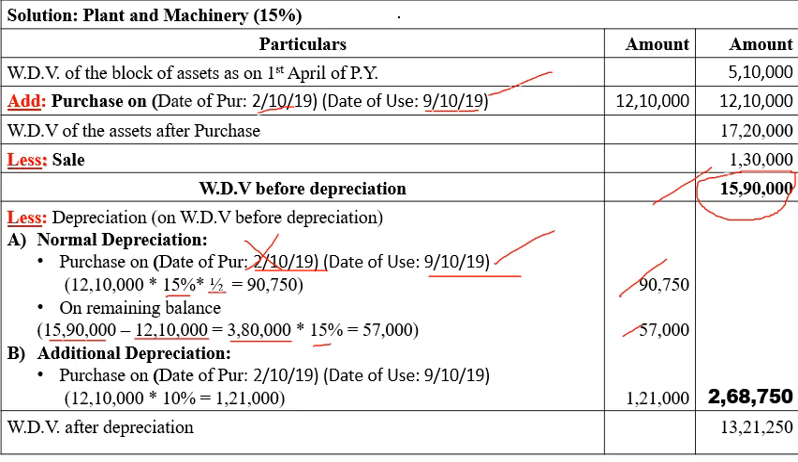Next, additional depreciation on newly purchased assets. If it was used 180 days or more than 180 days, then 20% rate of additional depreciation. If it was used less than 180 days, then 10% rate of depreciation. Again, date of use only to be considered, that is used from 9th October. So used less than 180 days. The cost of new plant is 12 lakh 10,000 into 10% is additional rate of depreciation because it was used for less than 180 days. So additional depreciation is 1 lakh 21,000. So total depreciation 2 lakh 68,750.